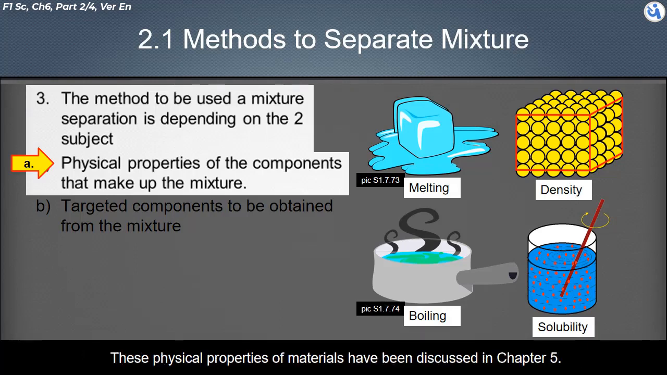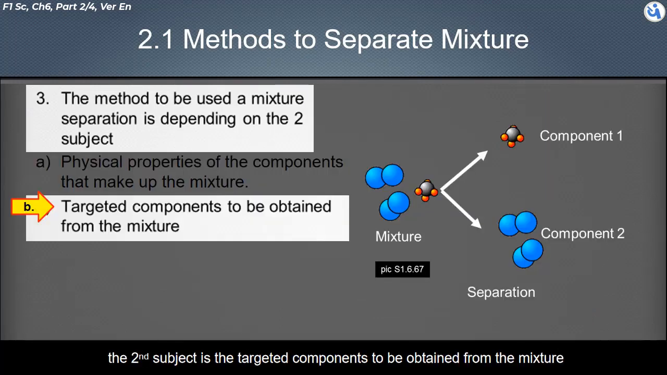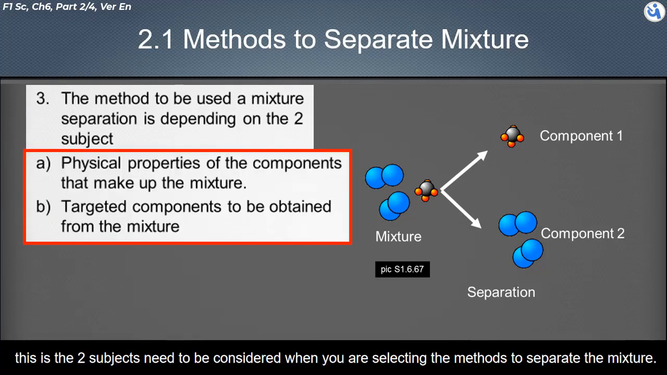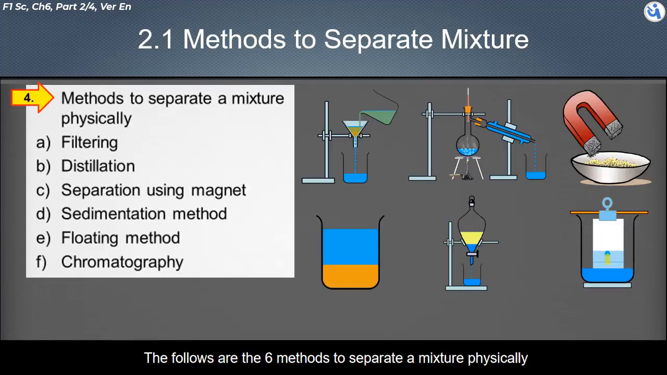These physical properties of materials have been discussed in Chapter 5. The second subject is the targeted component to be obtained from the mixture. That is, either component 1 or component 2, as shown in the image. These are the two subjects that need to be considered when you are selecting the method to separate the mixture. The following are the 6 methods to separate a mixture physically.